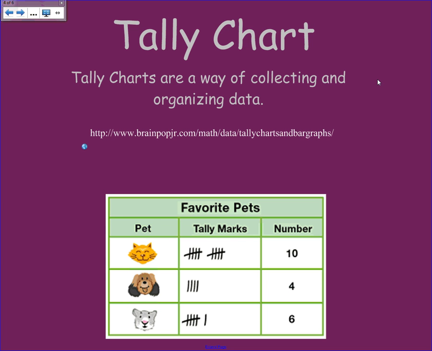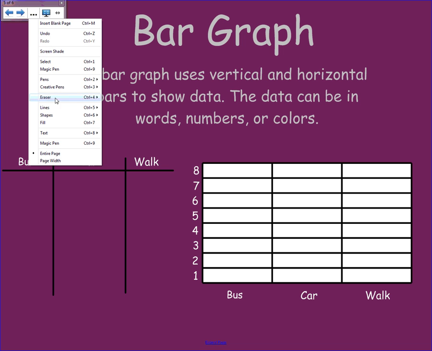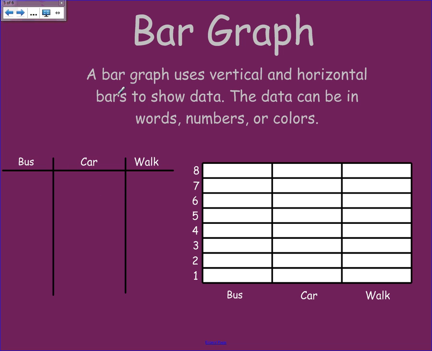Let's look at the example provided. We know that 10 people liked cats because there are 10 tally marks. 4 people liked dogs because there are 4 tally marks, and 6 liked rats because there are 6 tally marks. On the left is a tally chart, and on the right is a bar graph. In order to complete the bar graph, we need to complete the tally chart.